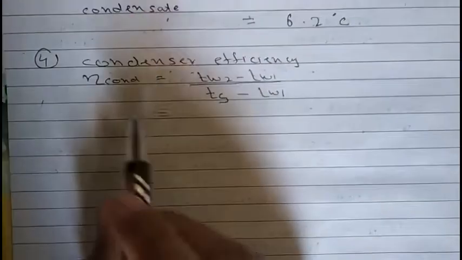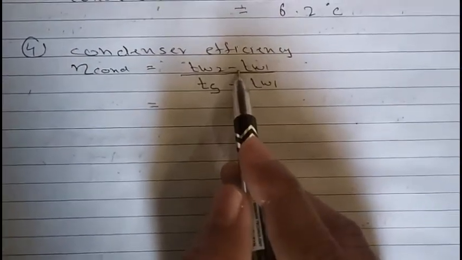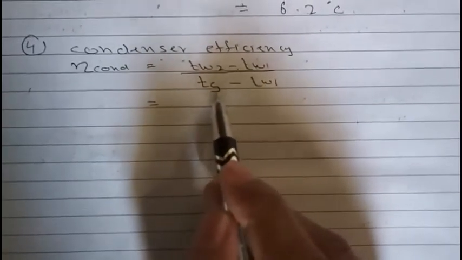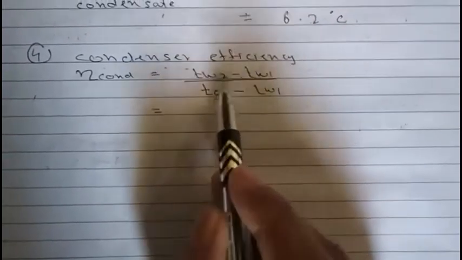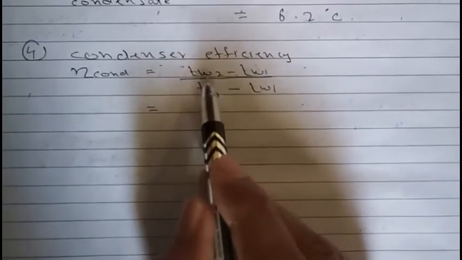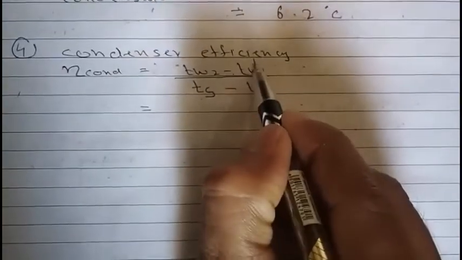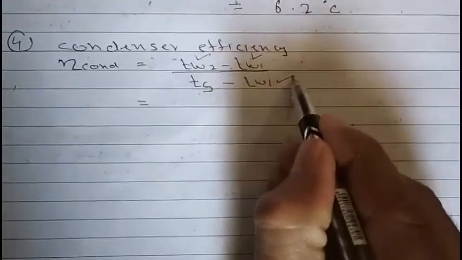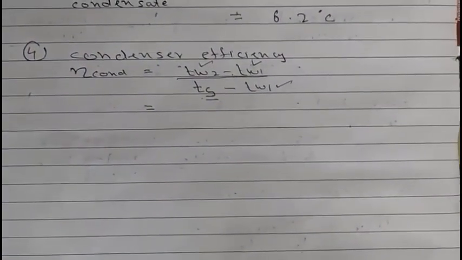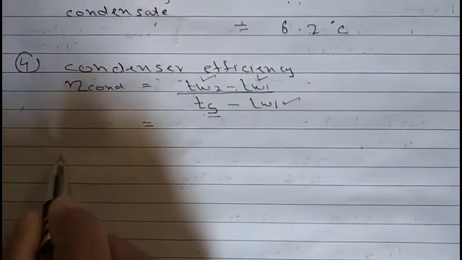We know that the condenser efficiency is the ratio of the actual temperature rise of the cooling water to the maximum possible temperature rise of the cooling water. Actual temperature rise of the cooling water is nothing but TW2 minus TW1. TW1 is given, TW2 is given. TW1 we know, but we don't know TS. What is TS? TS is the saturation temperature corresponding to the absolute condenser pressure. So to determine the saturation temperature, we have to determine the absolute pressure inside the condenser.